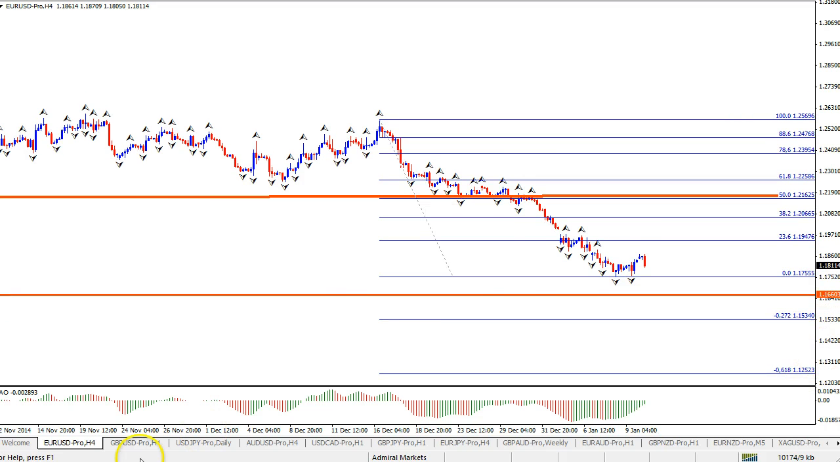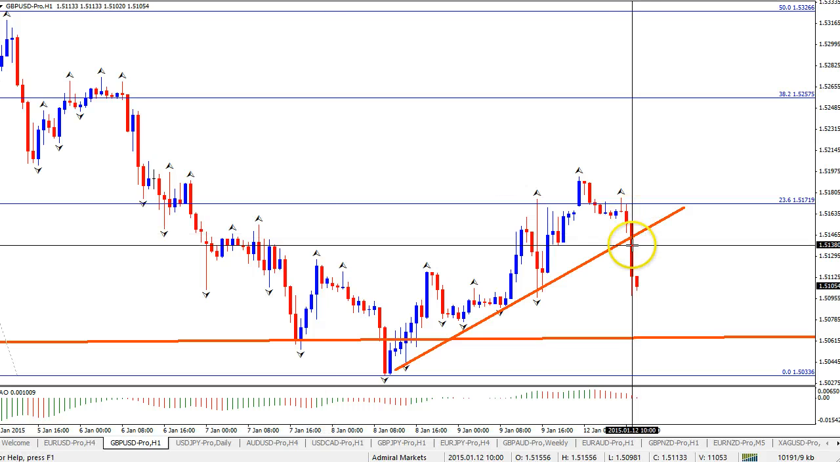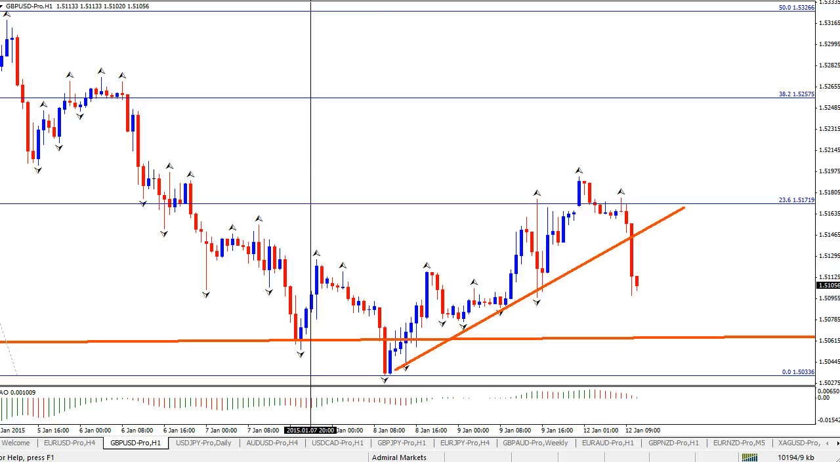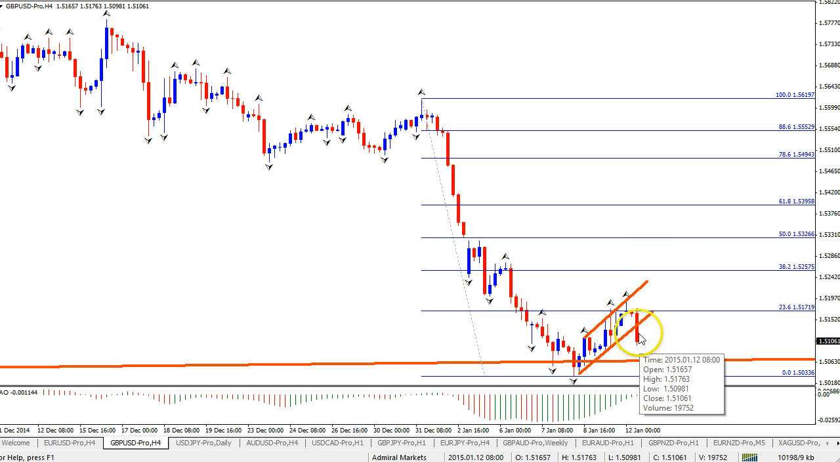Now the pound dollar, let's take a look at this from an hourly perspective. We got a good candle break here, so this looks like a good bear flag that has been broken, and a potential short, in fact, for a downside. Now, of course, looking at the 4-hour candle, it's pretty impressive.